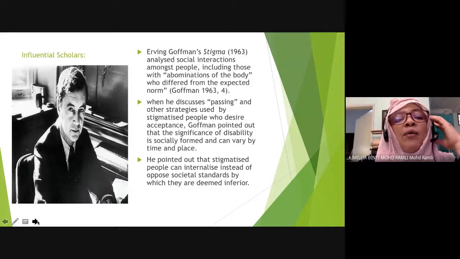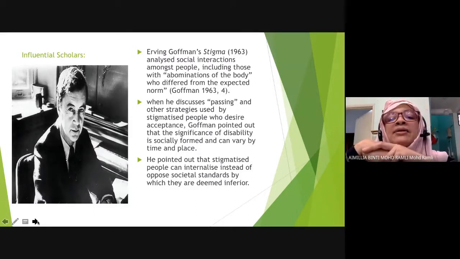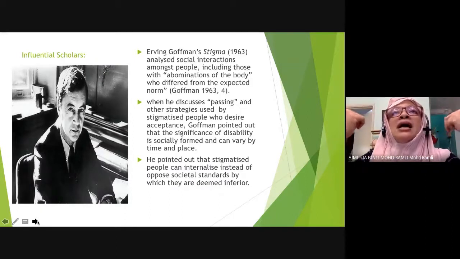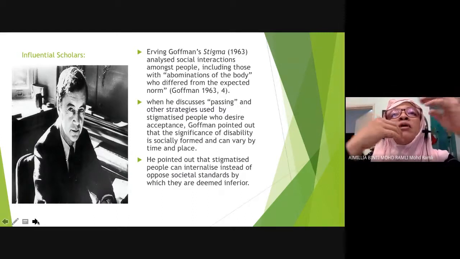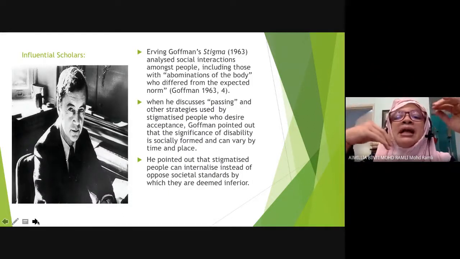So one of the influential scholars that have given a background to critical disability studies is Erving Goffman, who wrote Stigma in 1963, who analyzed social interactions among people, including those with abominations of the body, who differed from the expected norm. Okay, so anyone who had abominations of the body is considered disabled. Maybe even if you can hear, if you can see, so on. Yeah, if your face is somewhat disfigured or something like that, you are considered as disabled.